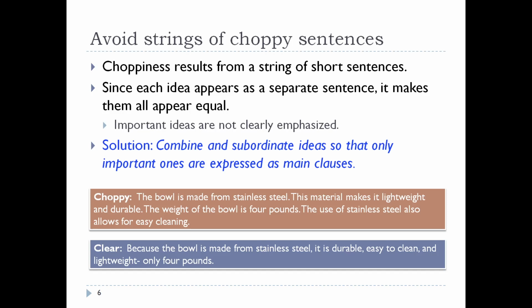The first one is avoid choppy sentences, okay? Strings of choppy sentences. What does that mean? If you're using very short sentences, that results in choppiness. Choppiness is like there is no continuity, no relationship between the sentences. Why? Because you're using short sentences. Each sentence presents an idea, and that idea seems to be equal to the other ideas presented in the other sentences. So everything seems to be equal. In paragraphs, that should not be the case, and that is never the case.